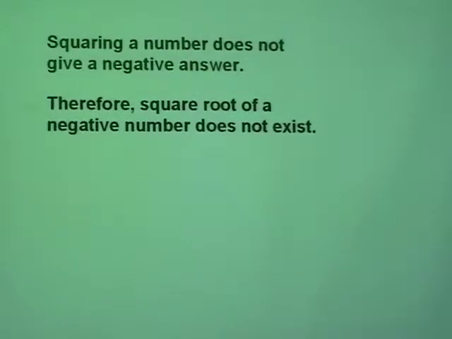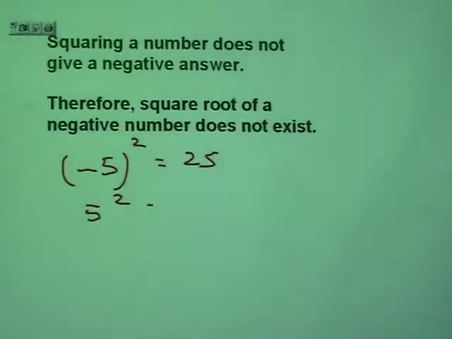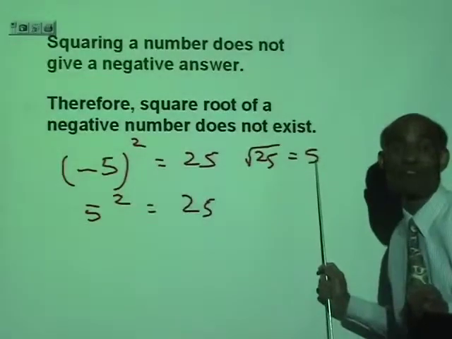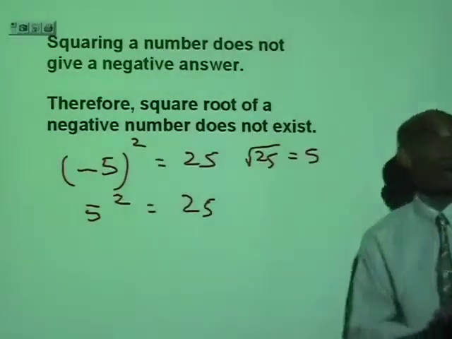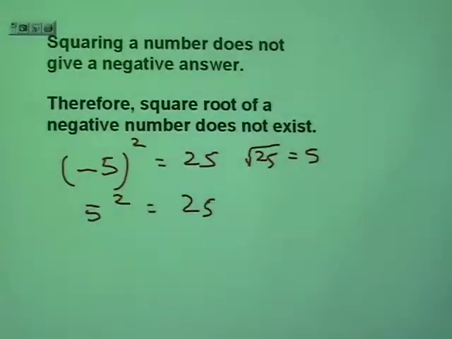Now, watch this. If I square negative 5, I get positive 25. If I square a positive 5, also I get positive 25. Therefore, I can say square root of 25 is defined, and I will write it as 5. Why? Because we are only interested in the positive value of the square root. So square root of 25 is defined. Whereas, is this defined? Square root of negative 25.